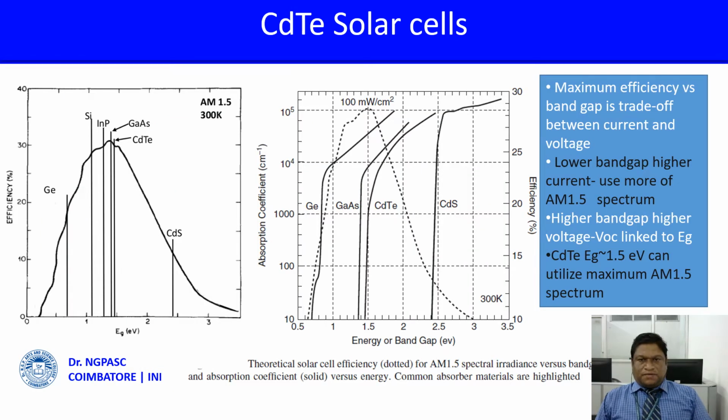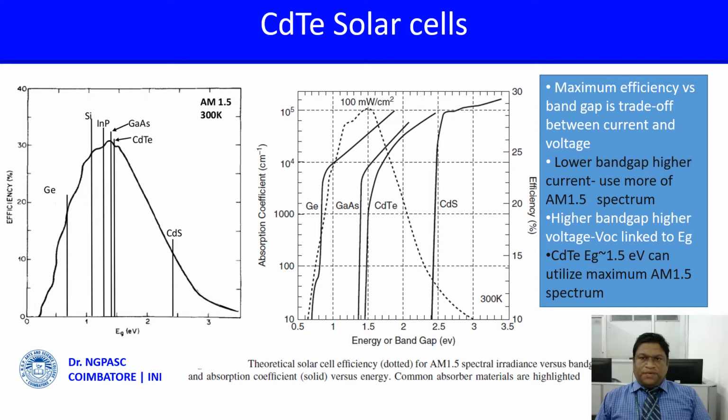This is the basic graph of the absorption coefficient of cadmium telluride. It is compared with other potential candidates like germanium. The dotted line gives the actual efficiency curve, the solar cell efficiency for AM 1.5, with 100 milliwatts per centimeter square given here. The other values are compared here. Germanium has about 0.7 electron volts, gallium arsenide 1.3, cadmium telluride 1.5, and cadmium sulfide 2.4. These are all the band gaps, and it also shows the absorption coefficient, where it is getting absorbed. At 1.5 it is above this level.